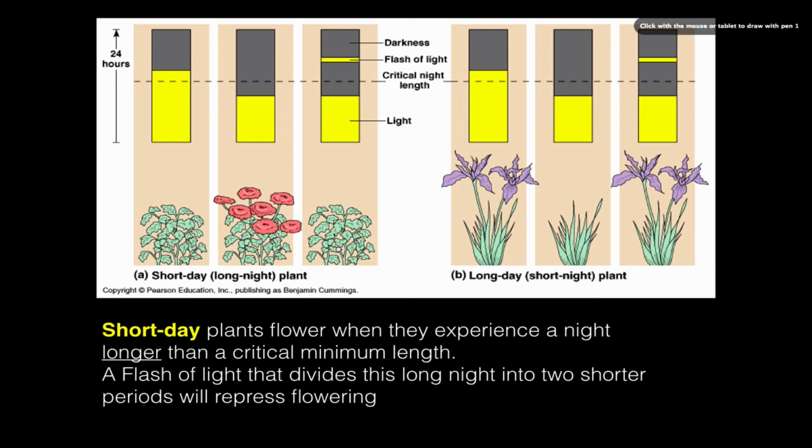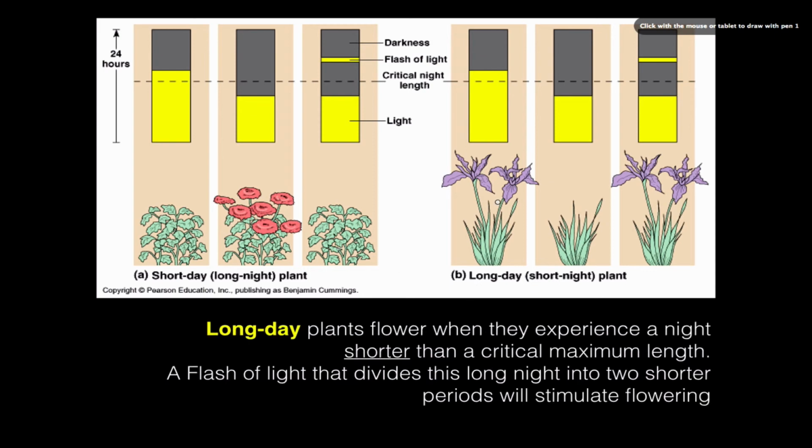Okay. Now let's look at what happens when we go to a long day plant. They're just the opposite. Long day plants are flowering when their day length exceeds a certain minimum. Or, more importantly, they no longer will produce flowers when the night length is long enough. Okay? So a long day plant is actually responding and flowering to a short night. Okay? And if you make the night short by putting a flash of light in the middle of this otherwise long night period, then you can induce flowering again. Okay, so long day plants flower when they experience a night that is shorter than a critical maximum length. And a flash of light that divides this long night into two shorter periods will stimulate flowering.